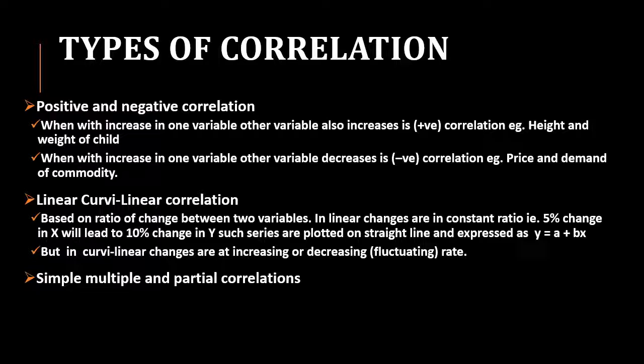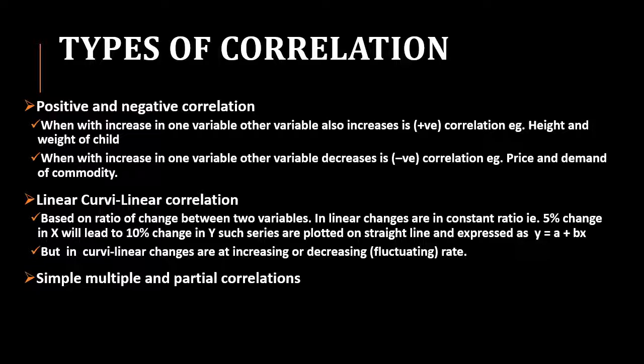And in curvilinear correlation, the change in variables is not constant, it fluctuates. That is, a rise in price of a product by 10% will lead to a fall in demand ranging from 5% to 20%. In simple, multiple, and partial correlation, when the correlation between two variables is studied, this is a simple correlation.